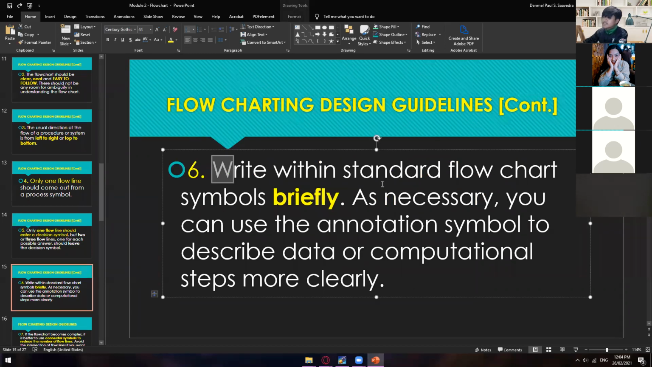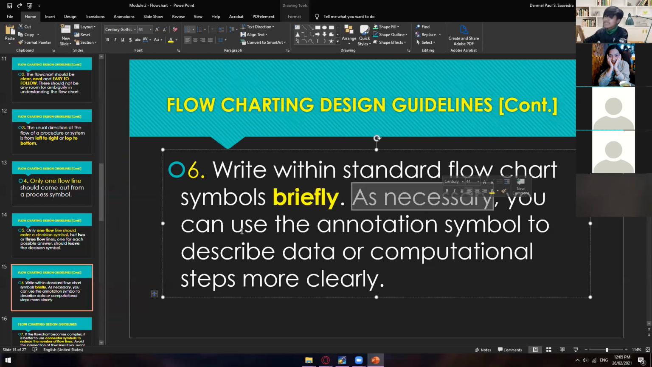And write within the standard flowchart symbols briefly. Okay, so this is also very important. Very important rules when it comes to creating a flowchart. So just a brief word or brief sentence. Possibly two words, three words. Possibly make it one word only, or one letter or two letters only.